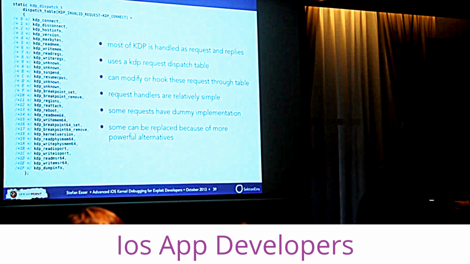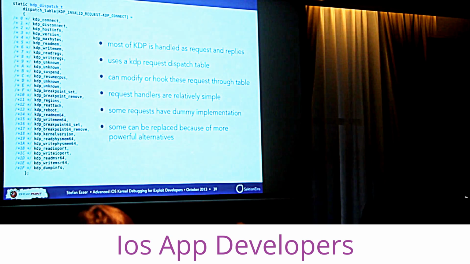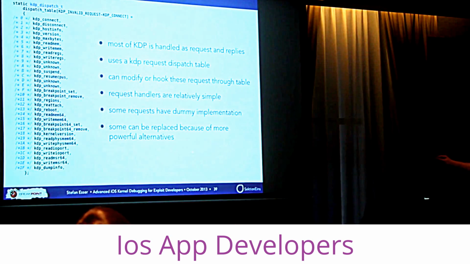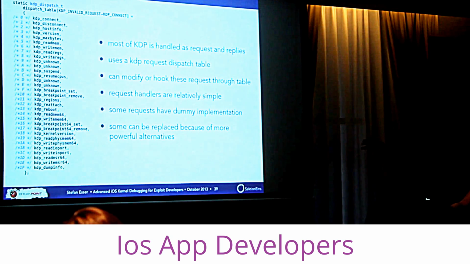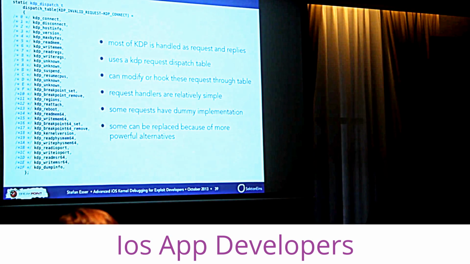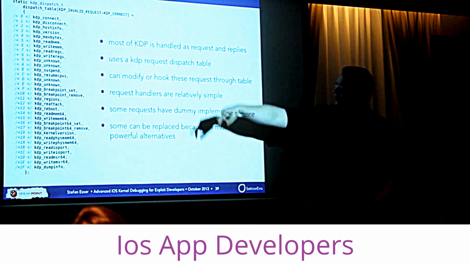In the source code, you see that KDP is basically handled by defining requests and responses, and all the requests and responses are going through a dispatch table. The request handlers are very simple. You will see them on the next slide. You can just modify or hook what's happening during a request by changing these entries in the table. Unfortunately I have no laser pointer, but you see there are some elements called unknown, so they are only partially used.